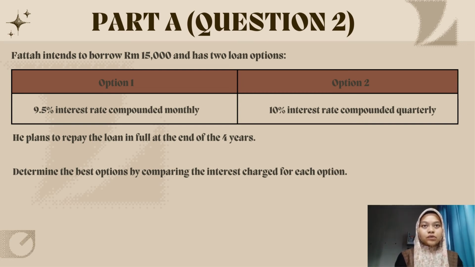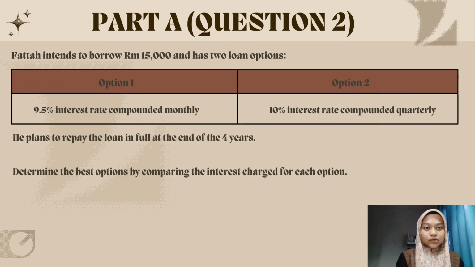Fatah intends to borrow RM15,000 and has two loan options, option 1 and option 2. Option 1 offers a 9.5% interest rate compounded monthly, and option 2 offers a 10% interest rate compounded quarterly. He plans to repay the loan in full at the end of 4 years. Determine the best option by comparing the interest charge for each option.